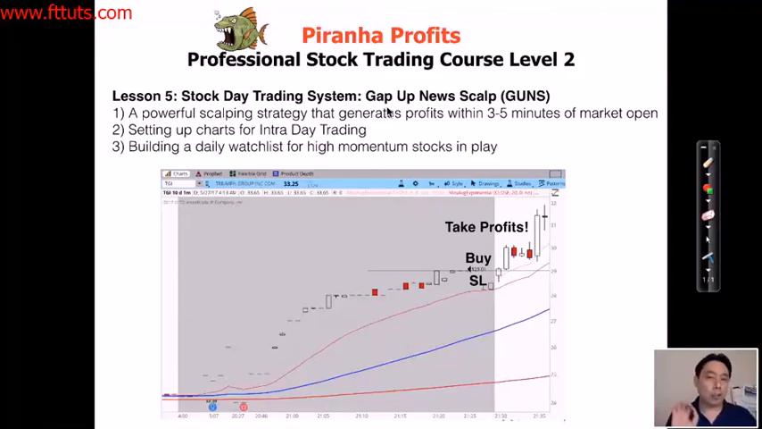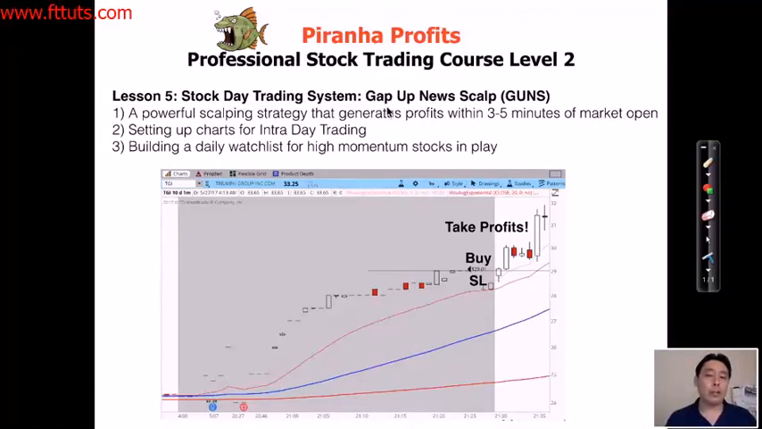Now, the GUN strategy is an intraday trading system. What that means is that you have to look at the market when it's open. But I only trade the first half an hour to 1 hour of the market open every day. So that's all you need, a half an hour to 1 hour. And the great thing about the GUN system is that we're going to enter and exit within 3 to 5 minutes. So you take your profits really fast.